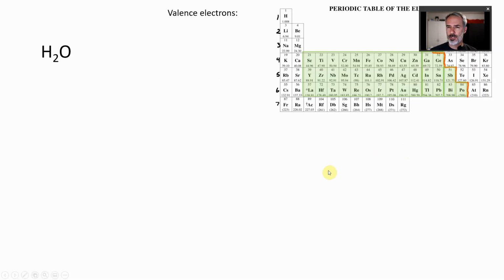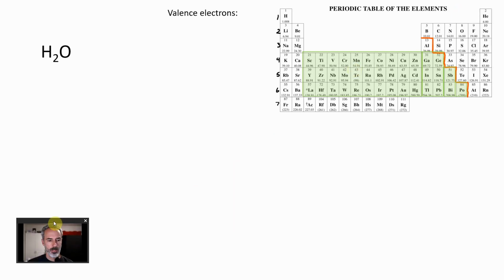Now the rules for drawing Lewis structures aren't going to change at all. So let's start with water. Water is an example of a molecule with an atom that is an exception to the octet rule. But nothing's going to change about the beginning part of it. I need you to add up the total number of valence electrons that we're going to use in this molecule and type it in now.